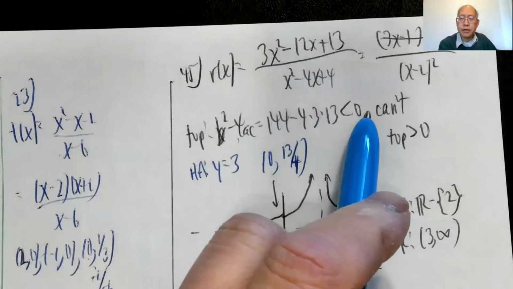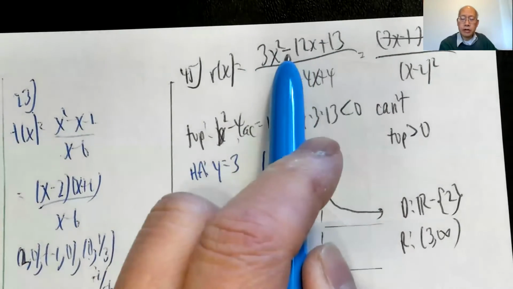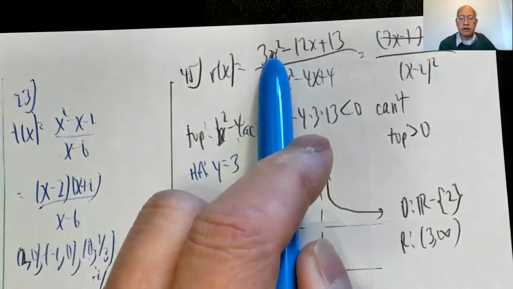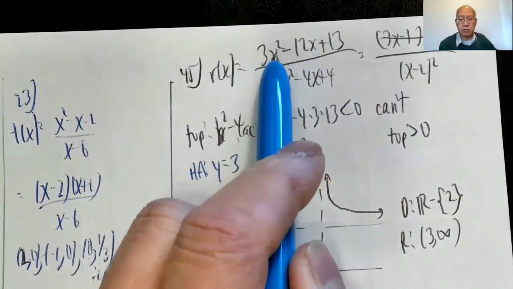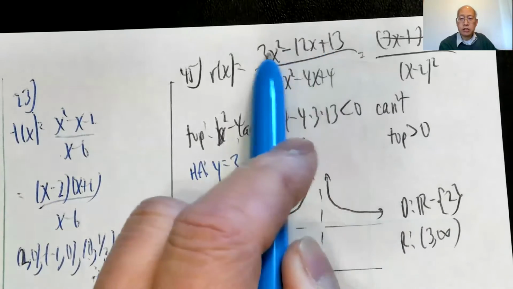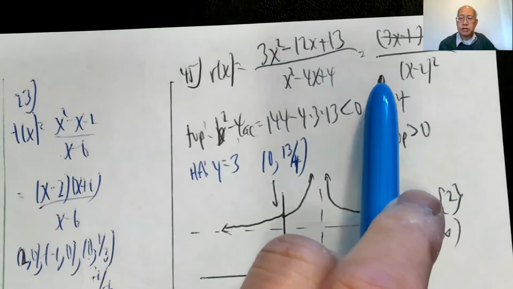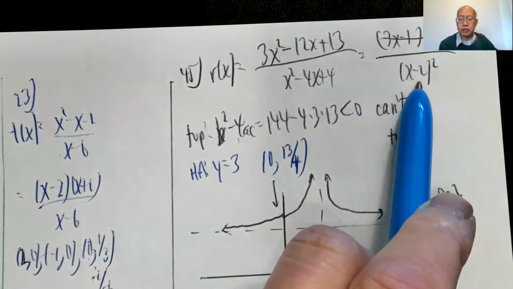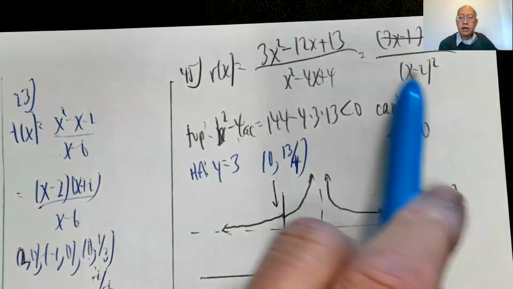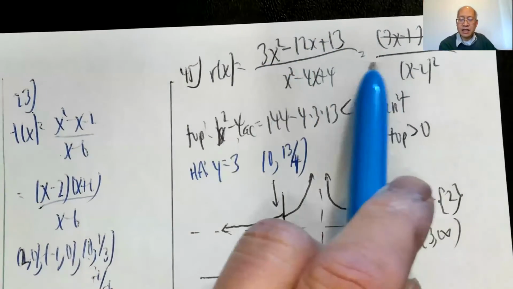It cannot happen. So the numerator is either always positive or always negative. The easiest thing to do is plug in a number like 0, 13. Okay, it's positive. So this is always positive. But notice the denominator is always positive except for 0. So wherever this quantity is defined, it's a positive quantity.